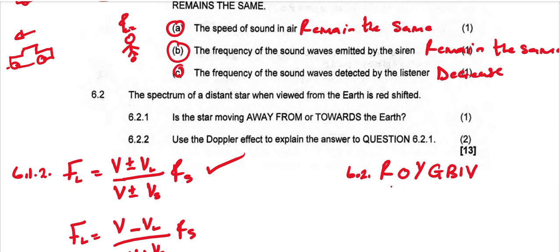Do you get me? So, since they say the spectrum of the distant star viewed on the Earth is red shifted, do you get me? Red shifted. We know that normally if it is red shifted, it is moving away. I just wanted to elaborate something for you. When something is moving away, we know that the frequency of it is low.